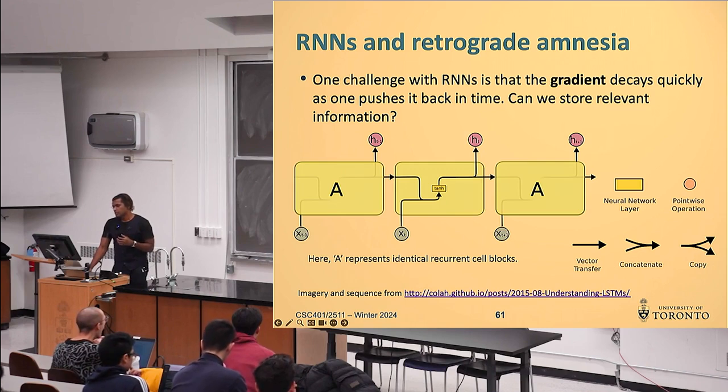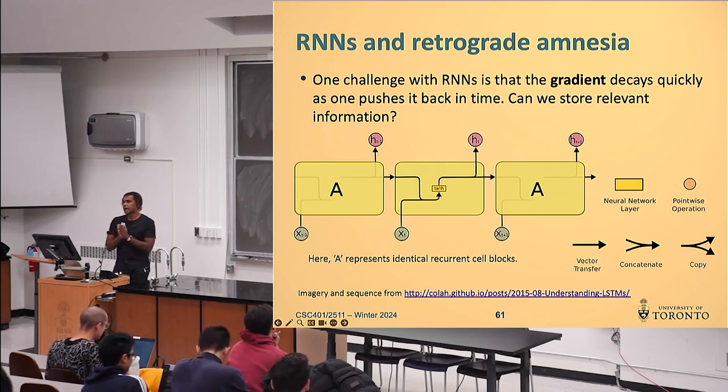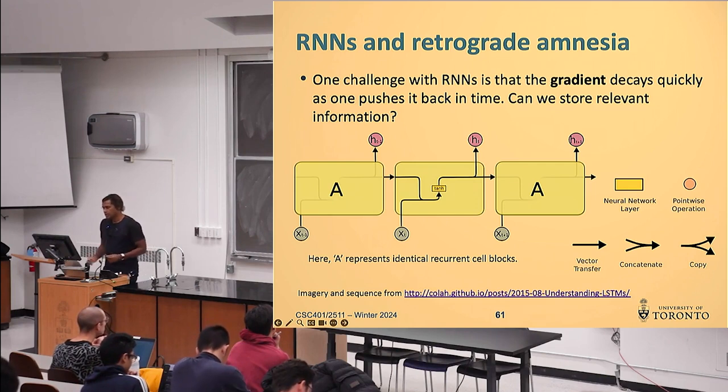The best way to understand intuitively why this retrograde amnesia or vanishing or exploding gradient happens is to think of a number that's slightly bigger or less than 1 and raised to the power of t. As you increase t, the number slightly bigger than 1 will explode, and the one slightly lower will just vanish. So that's an intuitive way to think about the problem.